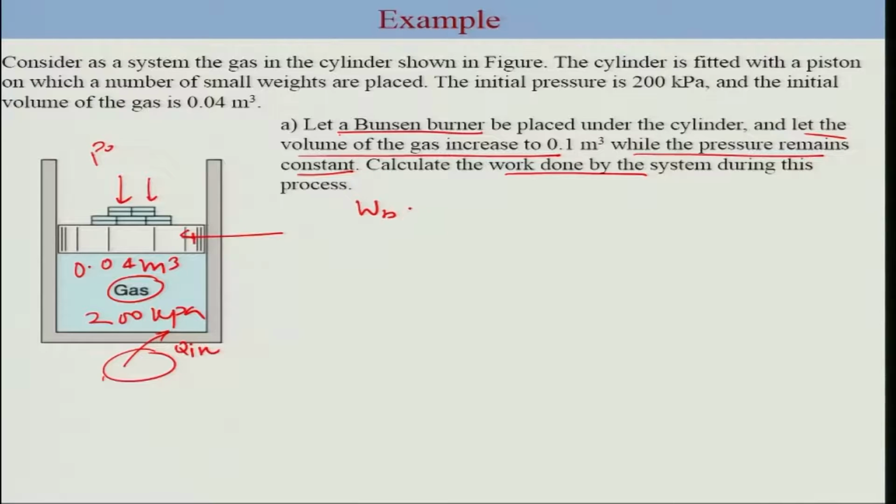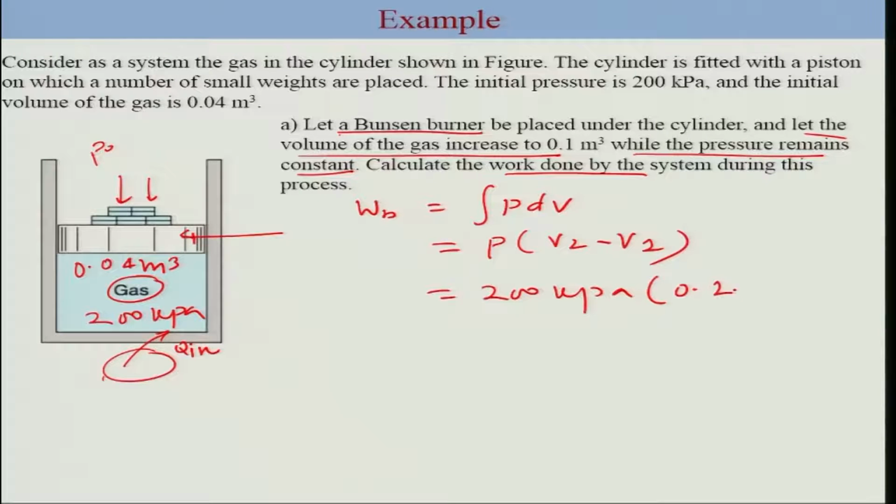So we are going to simply put WB as simply the integral of P dV. Now in this particular case the pressure is constant, so this is going to be simply P (V2 minus V1), and the pressure we know is 200 kilopascal. The final volume is 0.1 minus the initial volume of 0.04 meter cube. This is going to be 12.0 kilojoules.